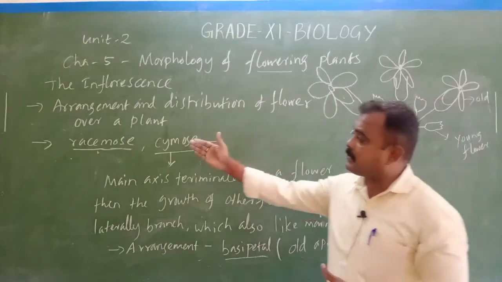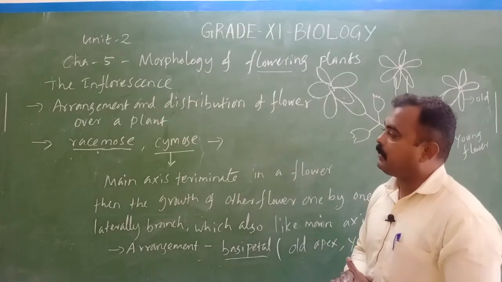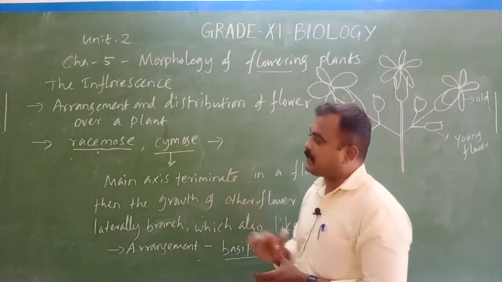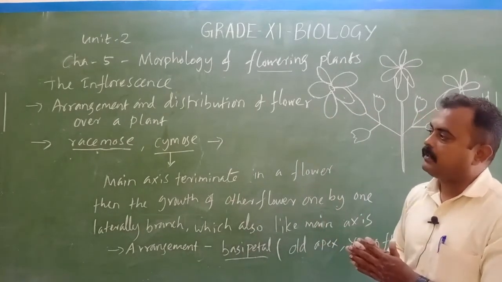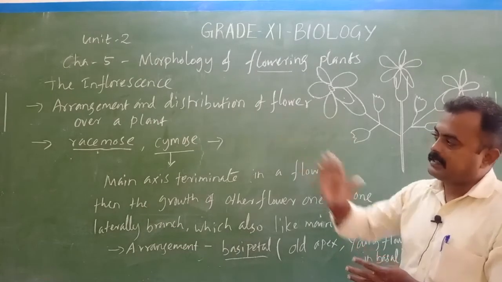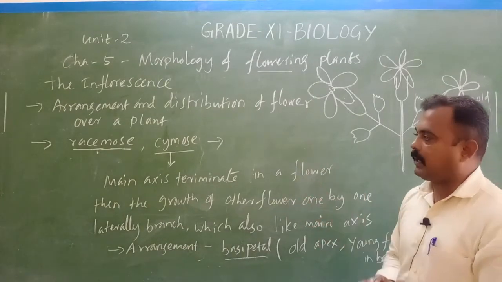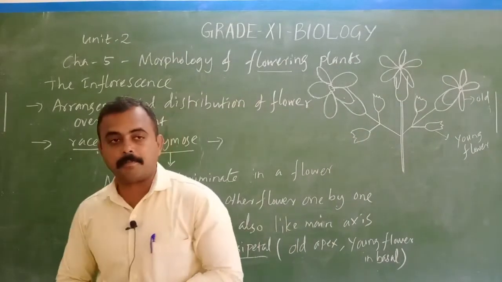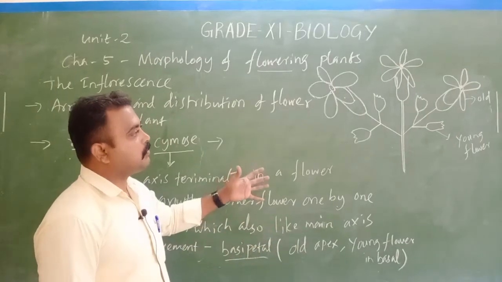But in the racemose, we have acropetal succession, and another one, centripetal succession. So we have two things in the racemose arrangements. Okay, here we have one arrangement. This is about the inflorescence. Do you understand that? Then we are going to see about the flower.